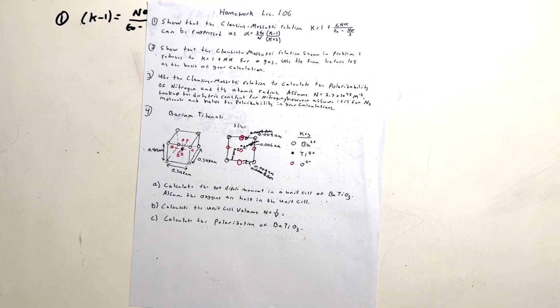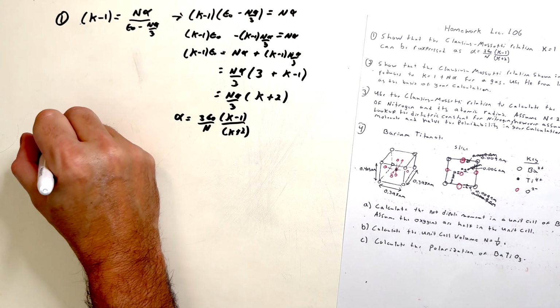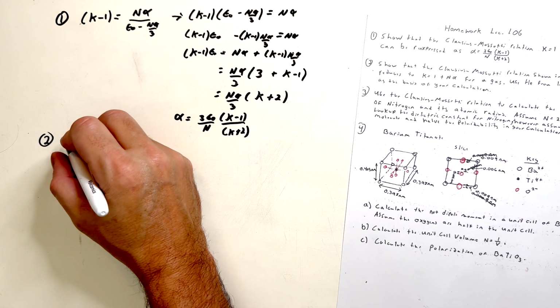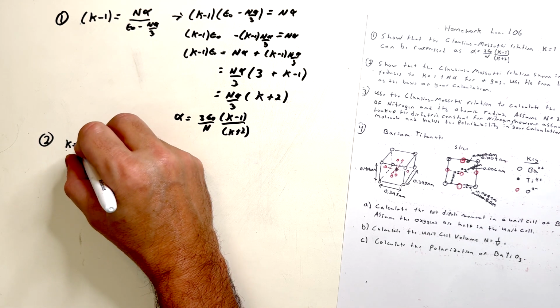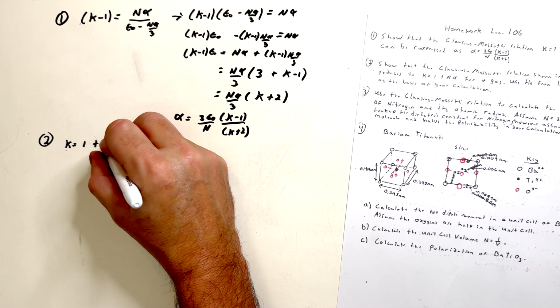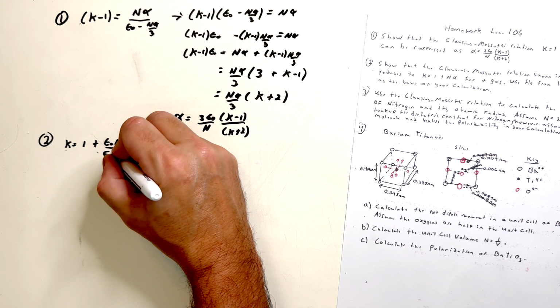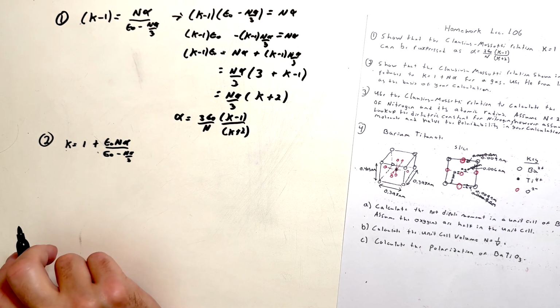All right, number 2. Show that the Clausius-Mossotti relation shown in problem 1 reduces to kappa equals 1 plus n alpha for a gas. Use helium from lecture 105 as the basis of your calculation. Okay, so number 2. So remember, the expression that we're considering is this expression that kappa equals 1 plus epsilon naught n alpha over epsilon naught minus n alpha over 3. So that's our starting point.